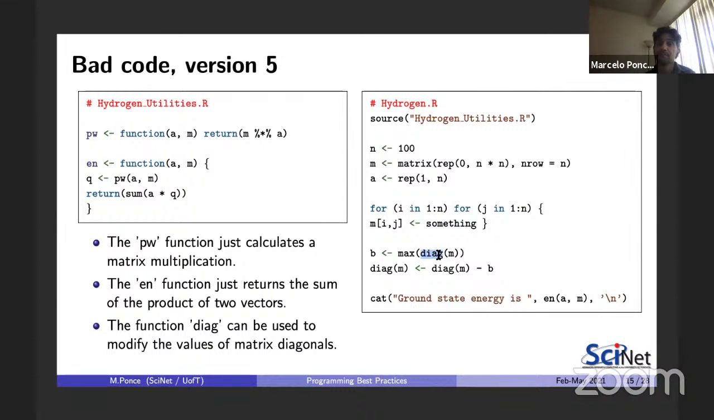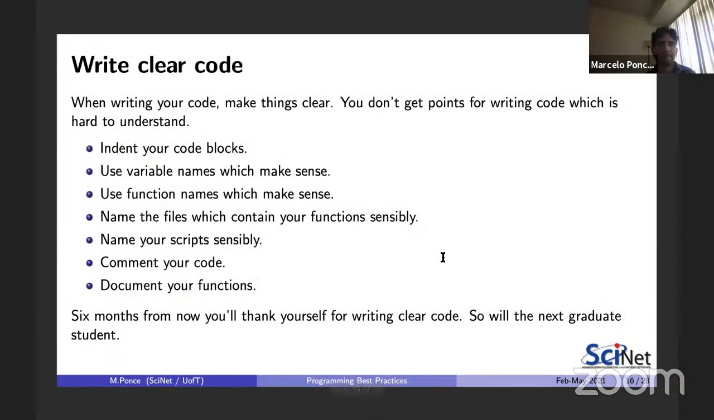Okay. So this is version 5. We have gone a long way. What else are we still missing? Well, we are missing the indentation, sensible variable names, sensible function names, sensible names of the files which contain the functions, a sensible name for your script, comments on the code, and documentation of the functions. So let's see how we implement some of these things here.